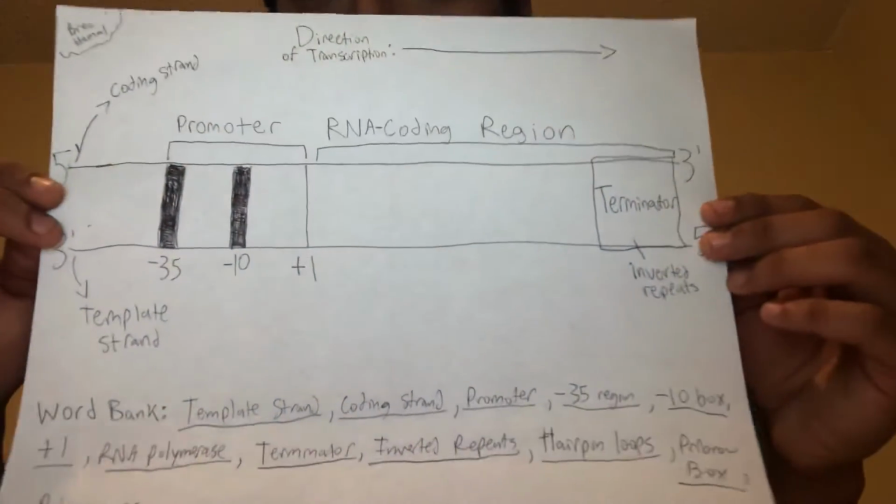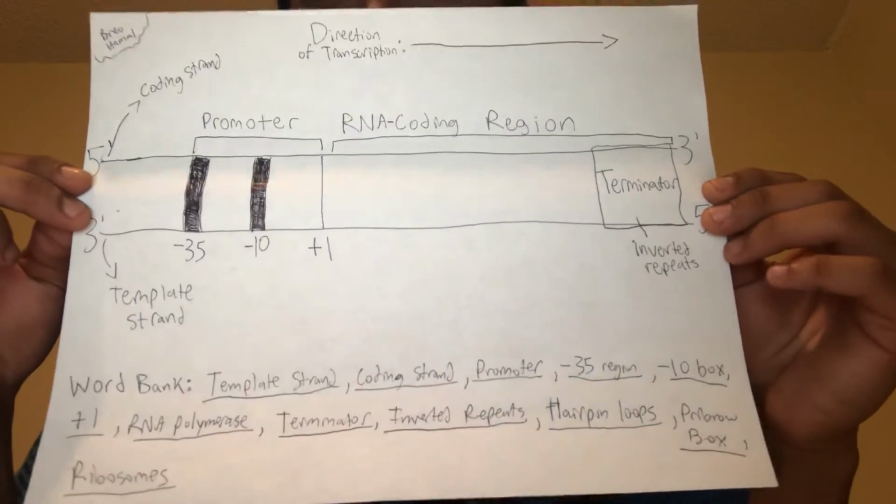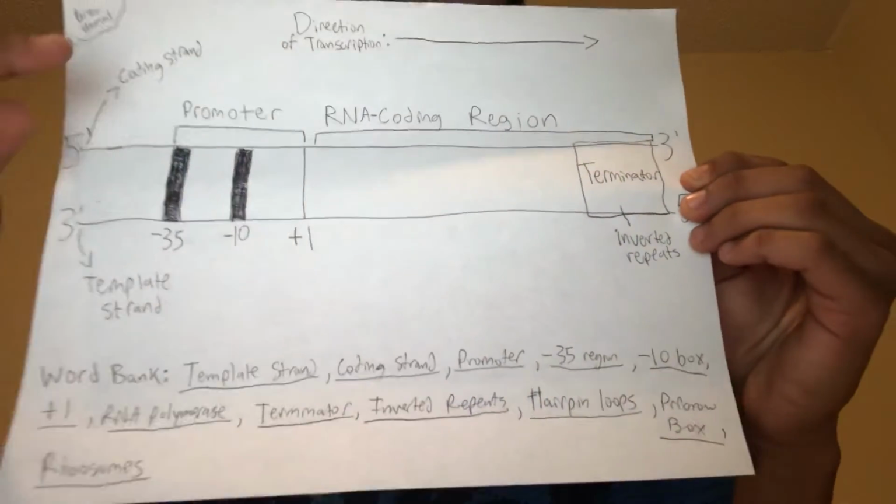Today I'll be going over my Exam 4 mini video. I chose Prompt 2, so for my Exam 4 mini video, I'll be explaining transcription in prokaryotes. This is the transcription unit I created. The direction of transcription is going this way.